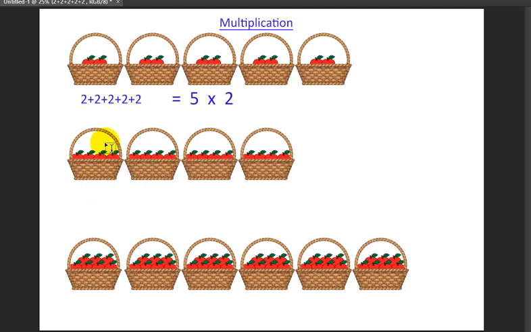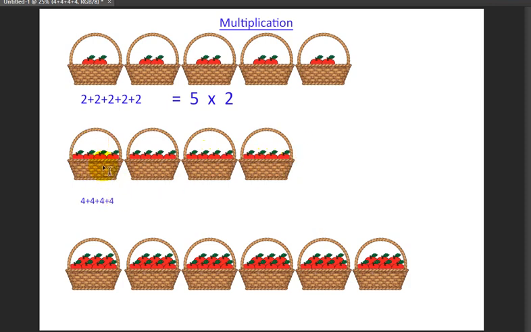All right, so let's see. Here, each basket has how many apples? 1, 2, 3, 4. And I have 4 baskets. So that means that to find the number of apples, I would have to do 4 plus 4 plus 4 plus 4. Right?